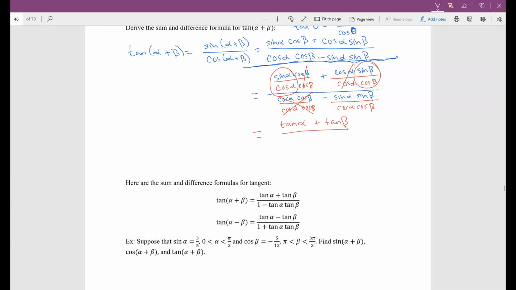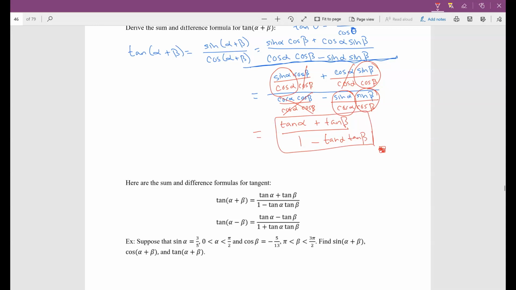The bottom part is just going to be a 1, and then minus, this guy is tangent of alpha and this guy is just tangent of beta. So this guy is basically my solution.